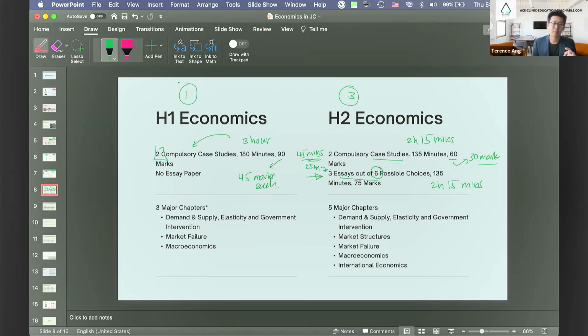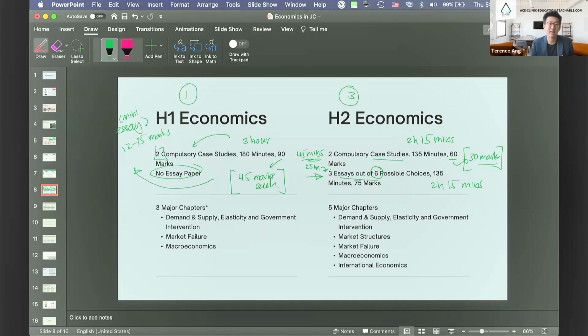But with H1 econs, the problem here is you might look at it and go, hey, there's no essay paper, but here's the catch. You notice that there are more marks in the H1 case study than in the H2 case study. And that's because you have this additional question that can be anything from 12 to 15 marks. So it's almost like a mini essay. And therein lies the problem. Because the 12 to 15 mark mini essay in a case study is harder than a normal essay question.